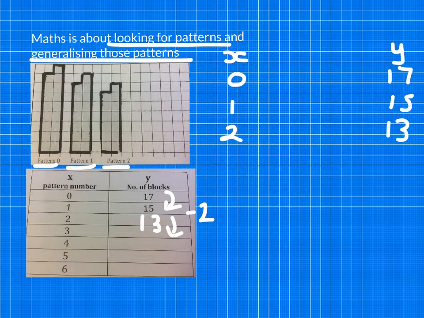If a number is going down by 2 each time, it's like multiplying by -2, or writing the -2 times table. 0 times -2 is 0, 1 times -2 is -2, 2 times -2 is -4. That, however, is not our final pattern. We need to see what we need to do to get from 0 to 17.